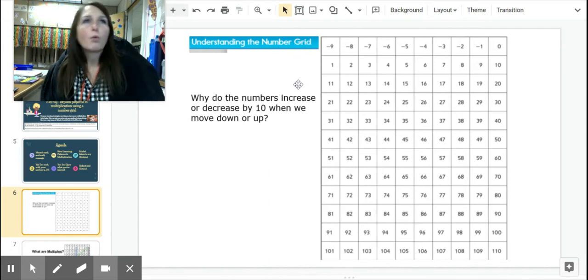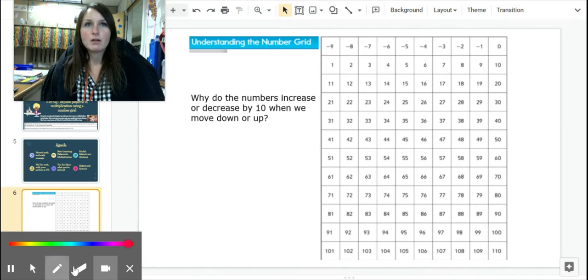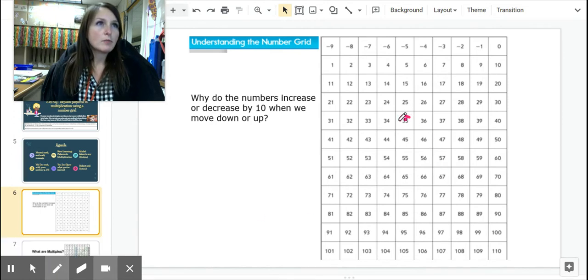So here, why do the numbers increase or decrease by 10 when we move up or down? So for example, if you see the number here, 35, well, if you go up, they decrease by 10. It went from 35 down to 25. So it went down 10. It subtracted 10. 35 minus 10 equals 25. If you go down on the number grid, we are now adding 10. 35 plus 10 is 45.